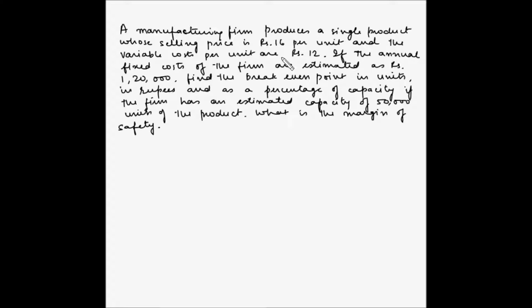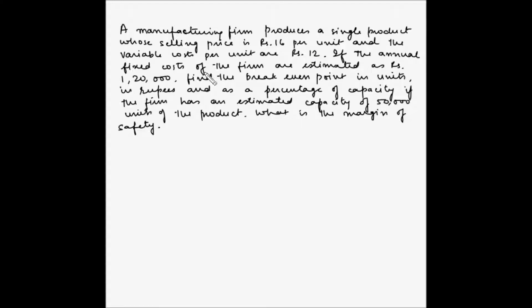Now variable cost is the cost that varies with the number of units produced. So per unit the cost is rupees 12. So as we keep on increasing the units, the total variable cost will keep on increasing.